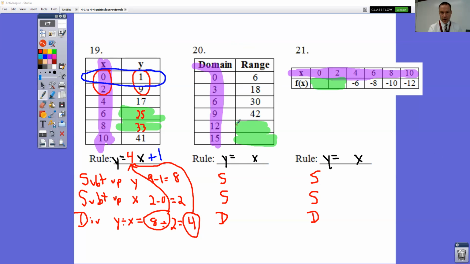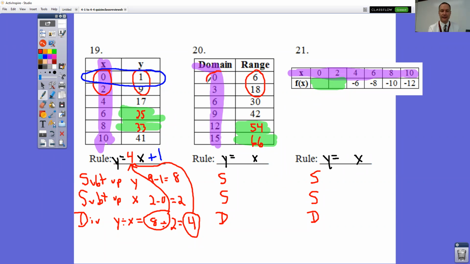So in number 20, to get this number that's in front of the x, we have to use subtract, subtract, divide. But first, I want to find the missing numbers in my table here in the green. 6, 18, 30, 42. What we're doing each time is adding by 12. So 42 plus 12 is 54. 54 plus 12 is 66.